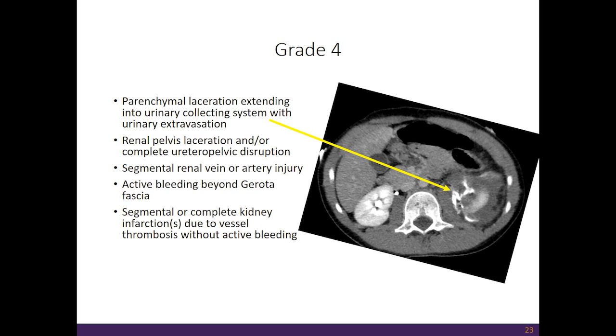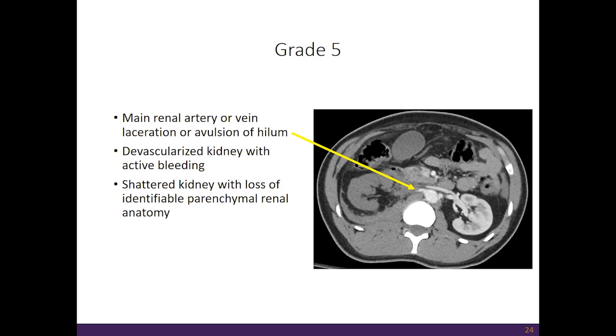A grade 4 lesion is going to be a parenchymal laceration extending into the urinary collecting system with urinary extravasation. So here we have a delayed image. The arrow is pointing to the dense contrast that is extravasating from the urinary collecting system. There are large portions of parenchymal laceration. The kidney has perirenal hematoma. Grade 4 would also include a renal pelvis laceration and/or complete uropelvic disruption, segmental renal artery or vein injury, active bleeding beyond Gerota's fascia, segmental or complete kidney infarction due to vessel thrombosis without active bleeding.